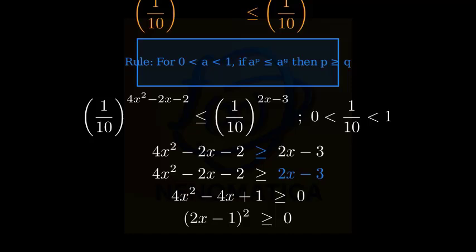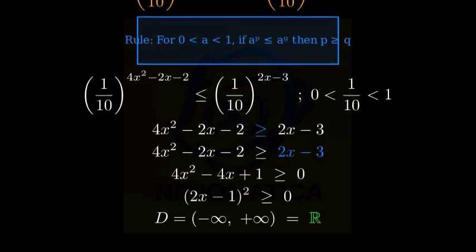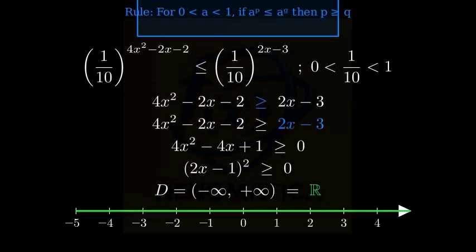We know that the square of any real number is always greater than or equal to 0, so the expression (2x minus 1) squared is always greater than or equal to 0 for any value of x. This means our solution set is all real numbers.